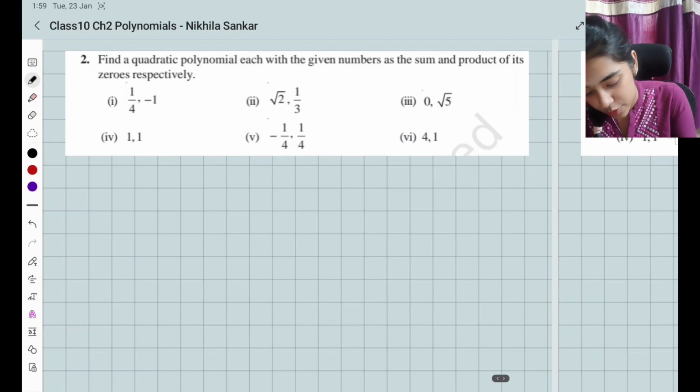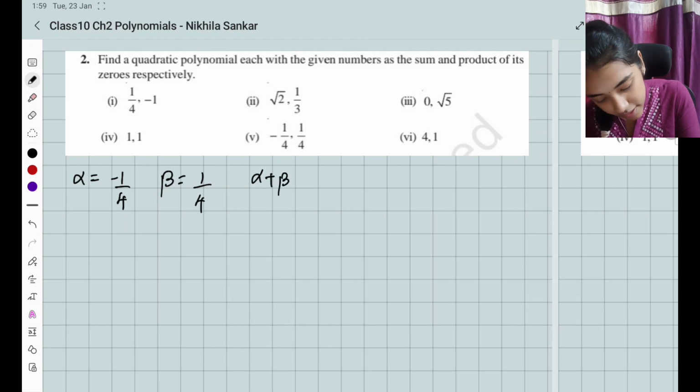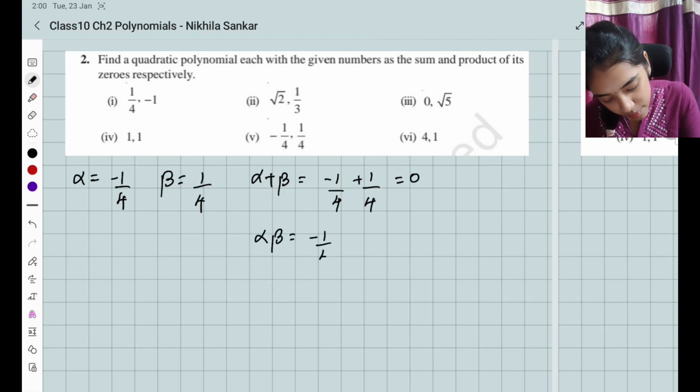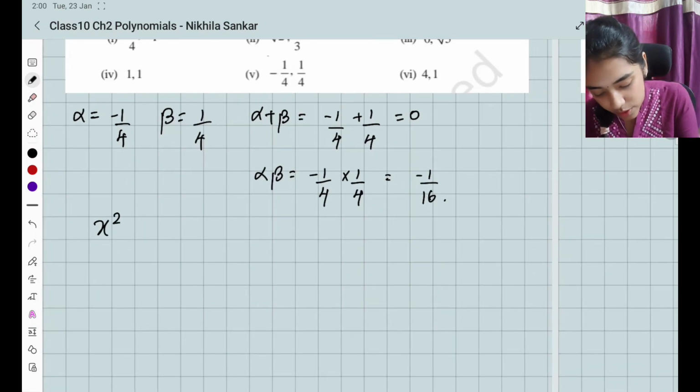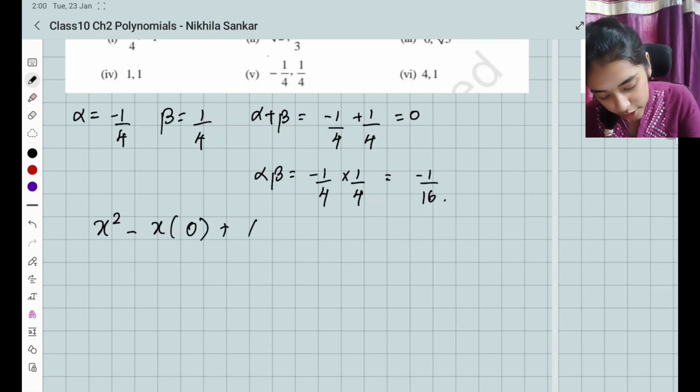Question number 5. So we have alpha equals minus 1 by 4 and beta equals 1 divided by 4. So we have alpha plus beta equals minus 1 by 4 plus 1 by 4, which is going to be 0. And alpha beta equals minus 1 by 4 into 1 by 4, which is going to be minus 1 divided by 16. Okay, cancel na pannidadinga. So what is the equation? X² minus x into the sum of zeros plus product of zeros. So minus 1 divided by 16 equals 0.